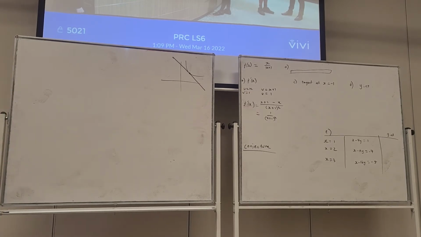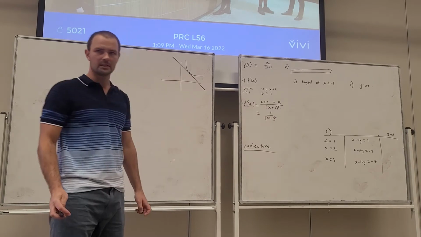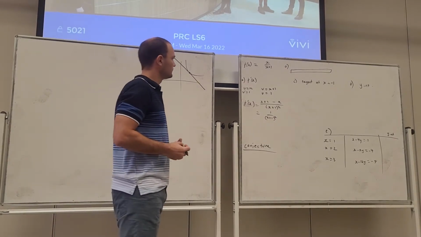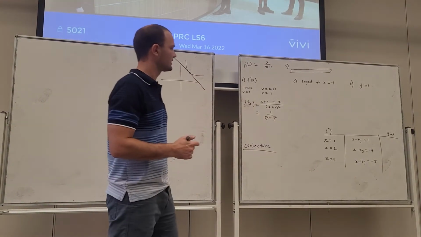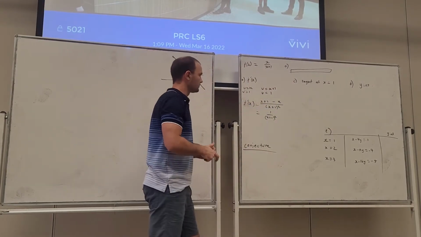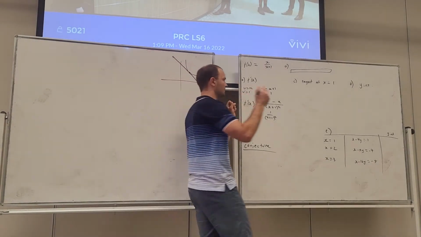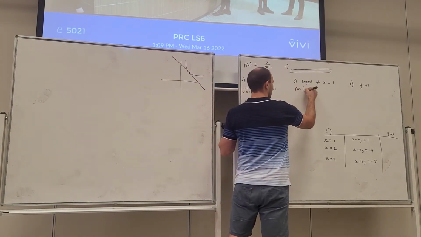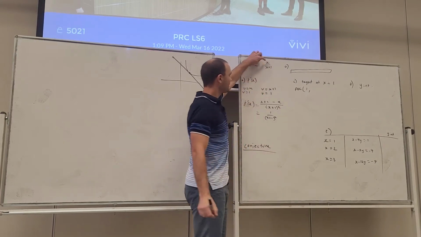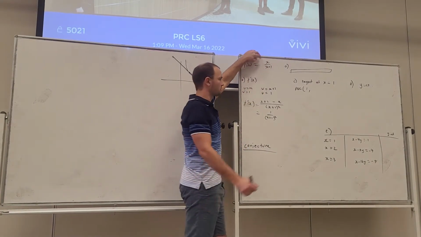Part C, find the tangent at x is positive 1. So for a tangent, we need two things: the point of contact and the slope. When x is 1, the y value is going to be 1 on 1 plus 1. That's going to be 1 on 2.